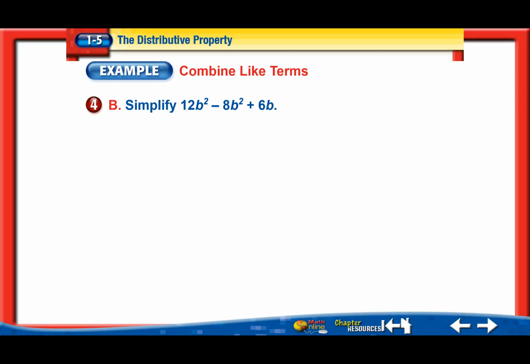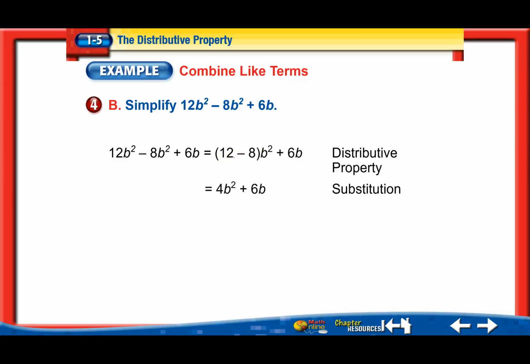Simplify this one, 12b squared minus 8b squared plus 6b. The book says to pull out the b squared for the like terms, and then add 12 plus 8, going to be 20. 20b squared, can't do anything else. There are no like terms, there are no parentheses. I'm done.